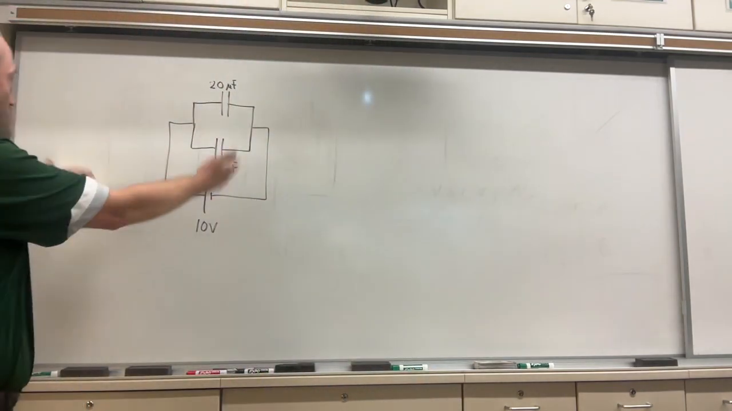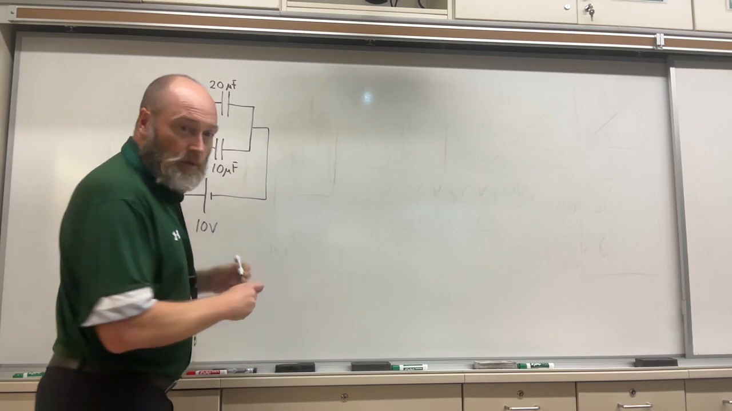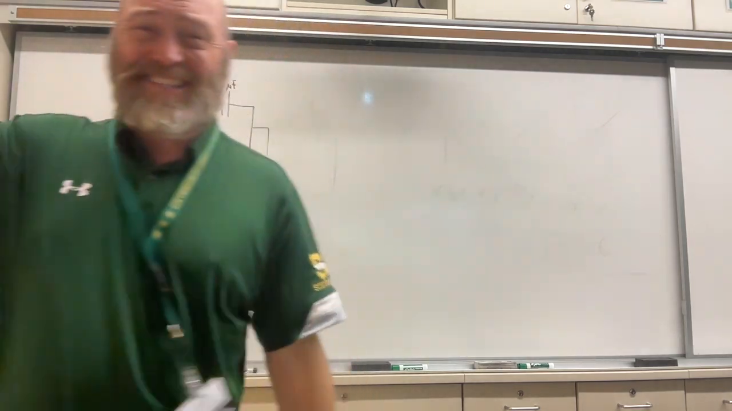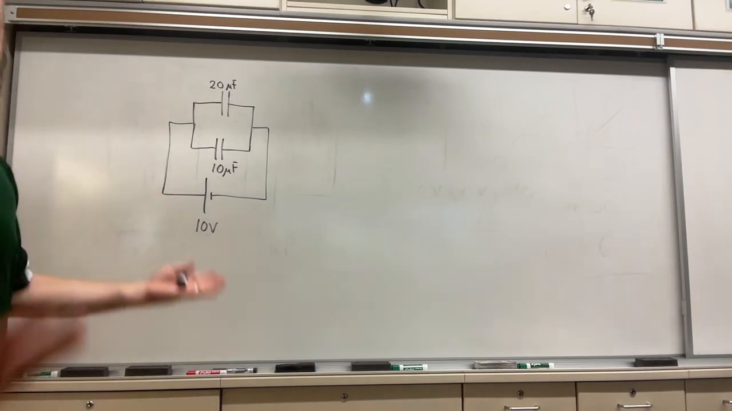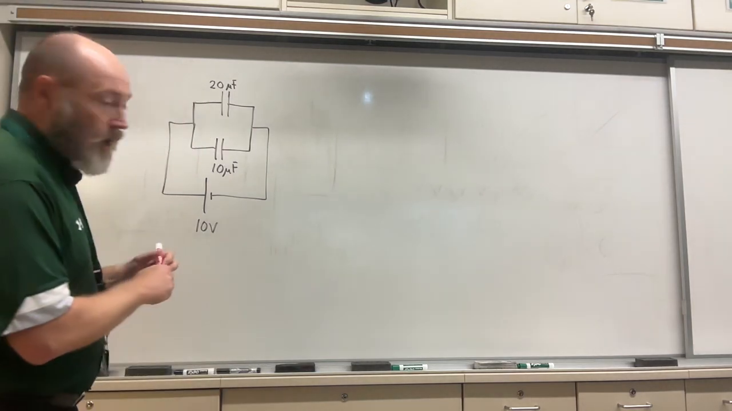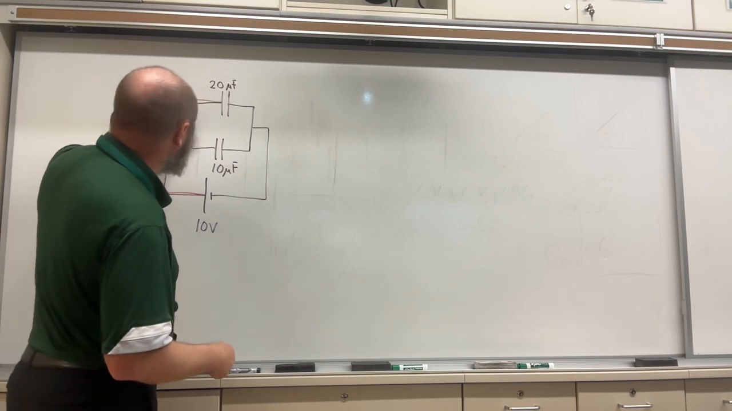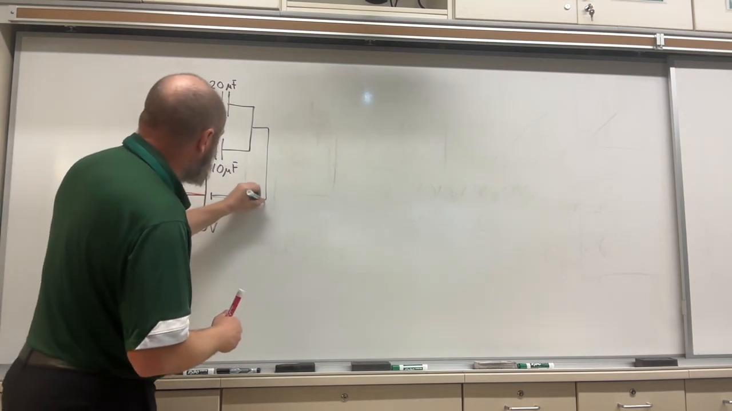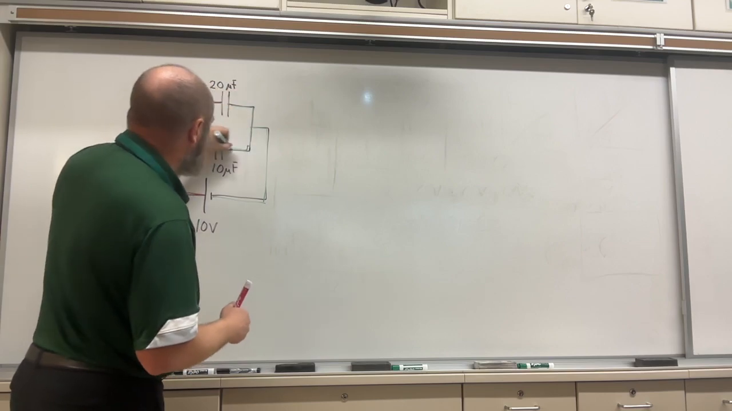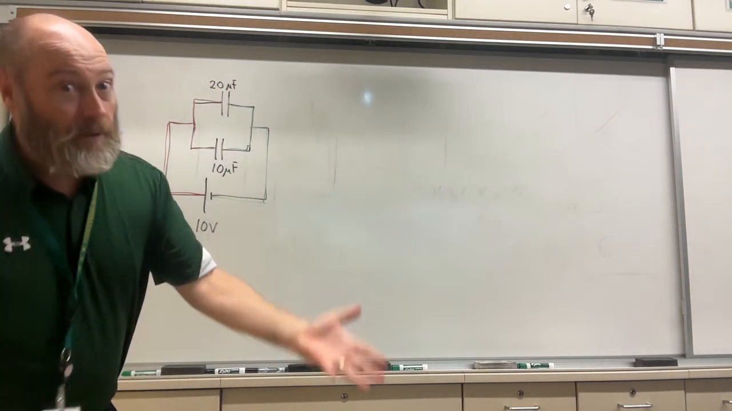So, hey, let's pretend I have this circuit. First thing you need to be able to do is recognize: is it a series circuit? Is it a parallel circuit? Is it a combo circuit? In this case, it is a parallel circuit. How do you know? If you want, you can draw in your equipotential lines. Hey, look, there's one equipotential line. Hey, look, here's the other equipotential line. Each of those capacitors is touching the battery. That's a parallel circuit, okay?